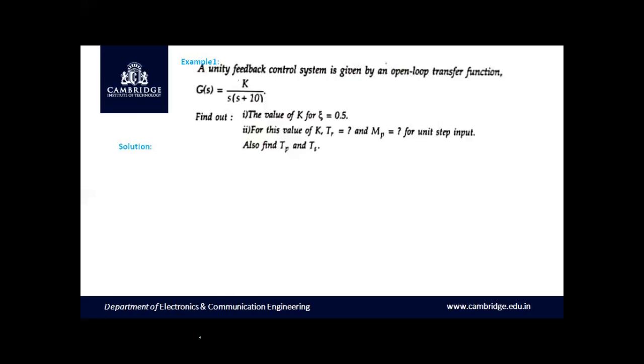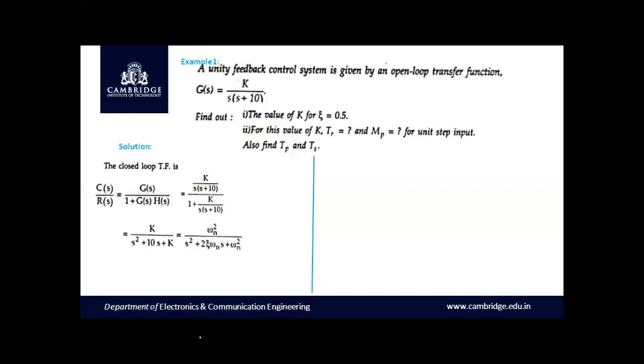So the first step is to calculate the closed loop transfer function C(s) divided by R(s), which is given by G(s) divided by 1 plus G(s) into H(s). In this case, as it is a unity feedback, H(s) will be equal to 1. Substituting for G(s) as K divided by s into (s plus 10) in this expression, we get the closed loop transfer function as K divided by s into (s plus 10), the whole divided by 1 plus K by s into (s plus 10). After simplification, we get the closed loop transfer function as K divided by s square plus 10s plus K.